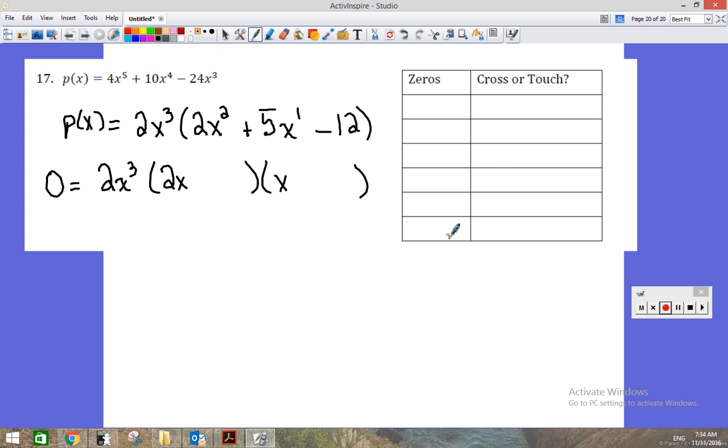the 2 is prime. 2 times 1 is 2. 2x times x is 2x squared. Now with 12, we're starting to get into multiple combinations here of 1 and 12, 2 and 6, 3 and 4. With it being negative, one of them is going to be positive, one of them is going to be negative. We need the middle terms to add up to positive 5x. So we need this. What do we need?